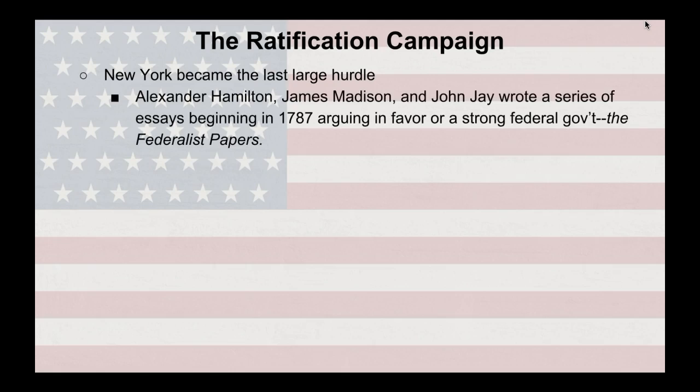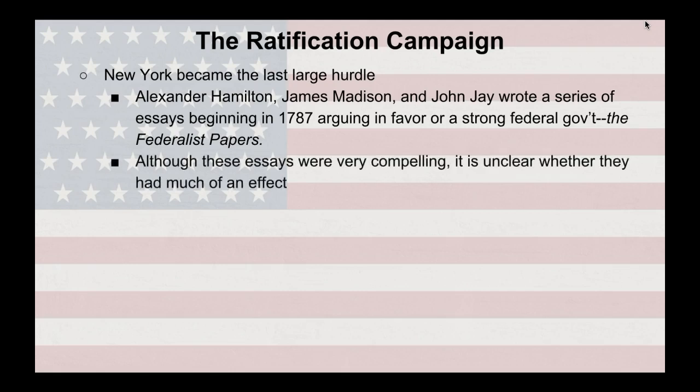And so New York becomes the last large hurdle in ratification, and it's going to take quite a bit for New York to be convinced. We've talked about the Federalist Papers, and Alexander Hamilton, James Madison, and John Jay are going to write a series of papers arguing in favor of a strong government. It's not really clear whether or not they helped to sway anybody. Although they were compelling, we still don't have hard evidence that they swayed anybody one way or the other.